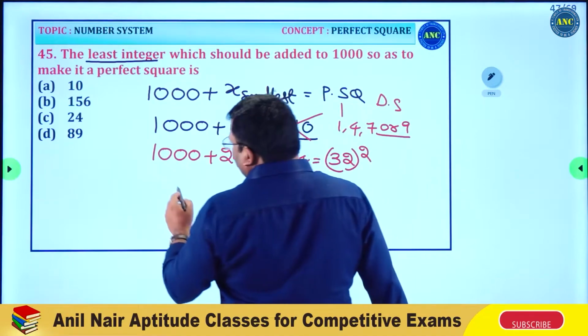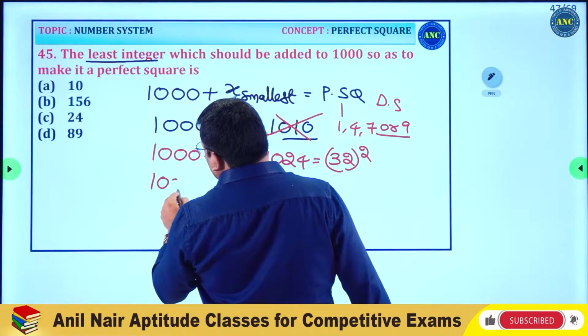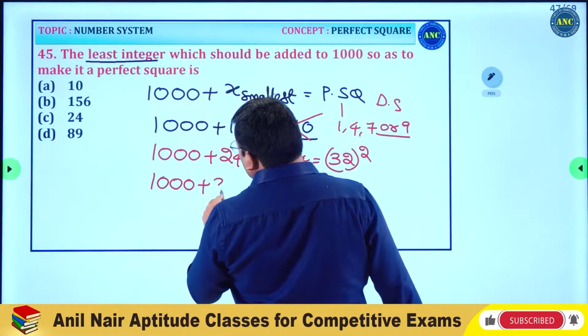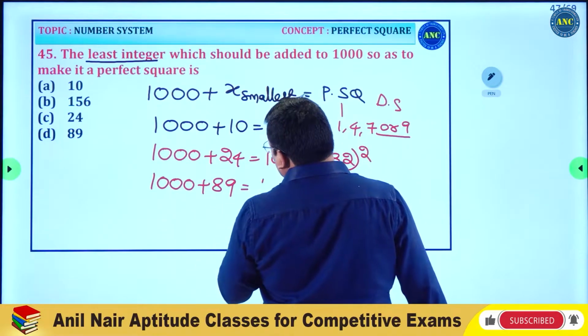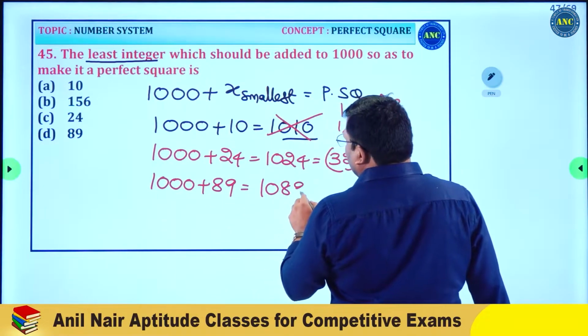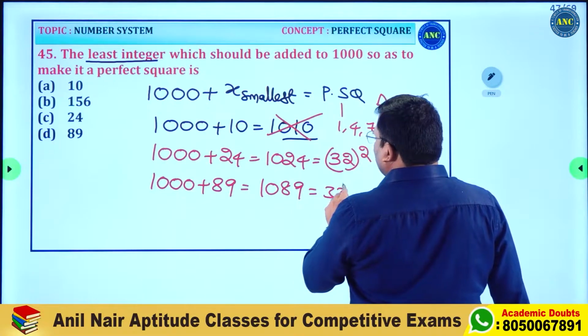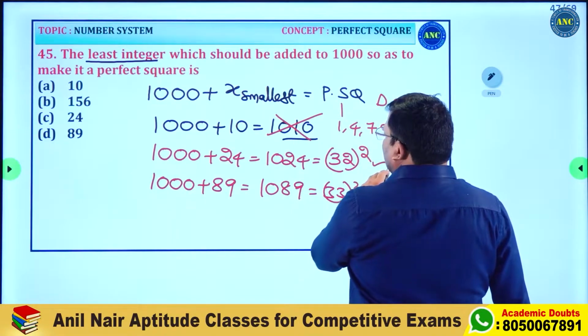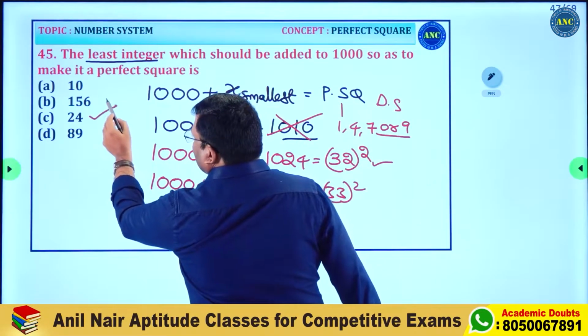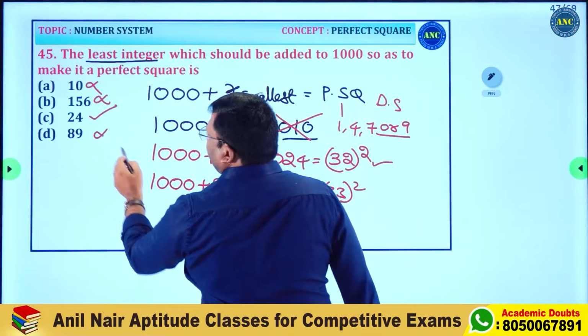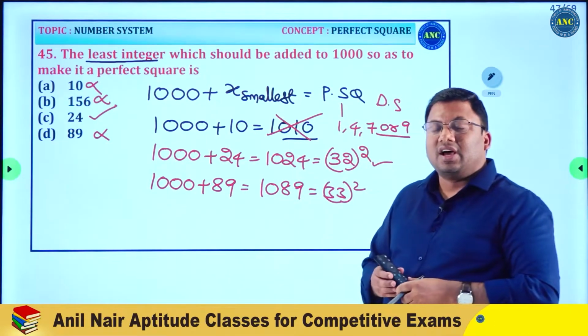Option D, 1000 plus 89 is 1089. 1089 is 33 whole square. The smallest is 32 square. So the answer for this question is option C.